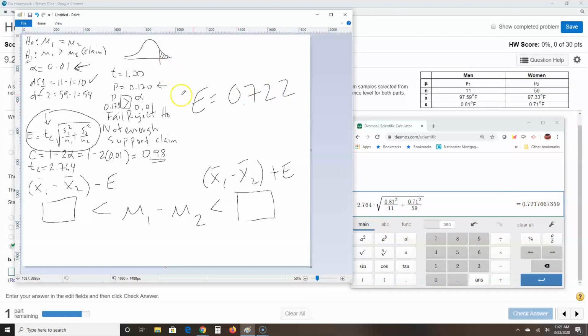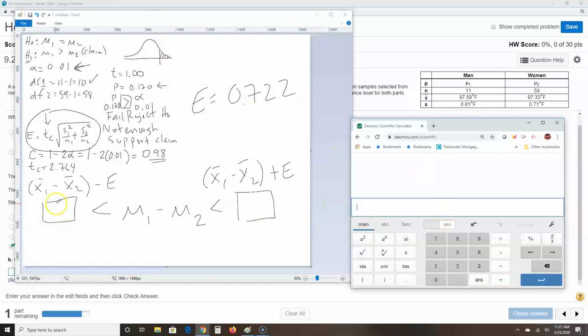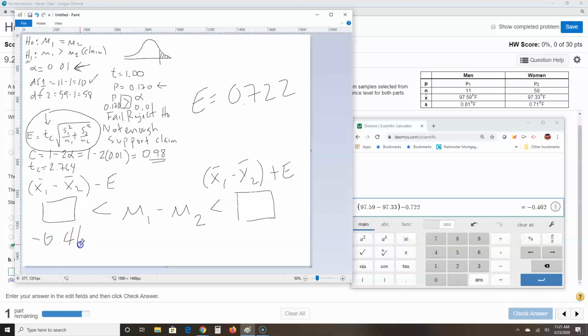Let me write it here, 0.722. Now I'm going to use my decimal calculator to find the left box and the right box because I already have x1 and x2 from here, and my E. So let's do it. X bar 1, 97.59, minus x bar 2, 97.33. Close the parenthesis. Minus E. How much is my E? 0.722. Look what I got: negative 0.462. That's what I'm going to write here, negative 0.462. This is a 0, by the way. Now let's find the right box. The only thing I have to do is change this to a plus, and it's 0.982.